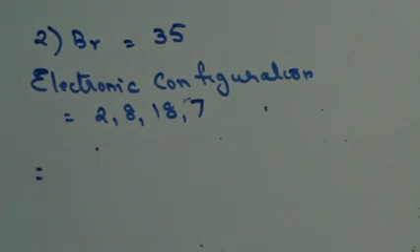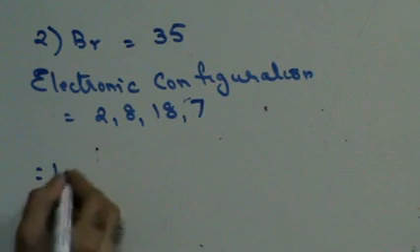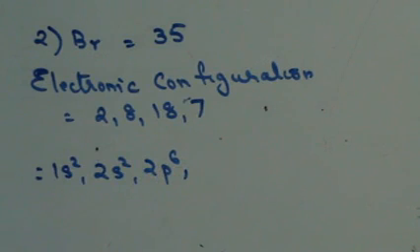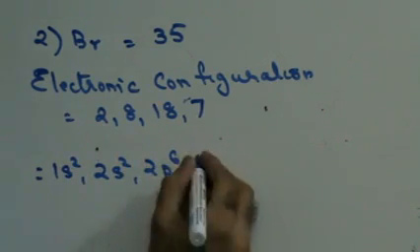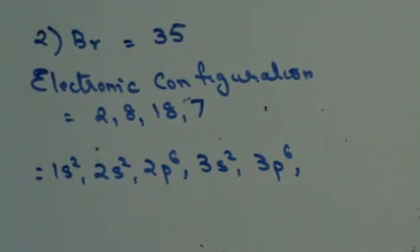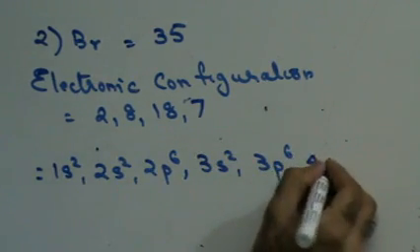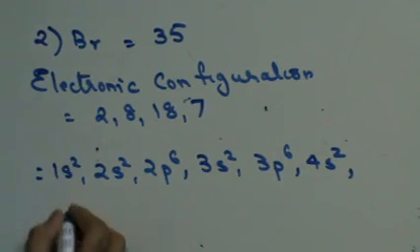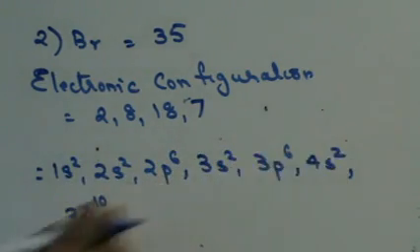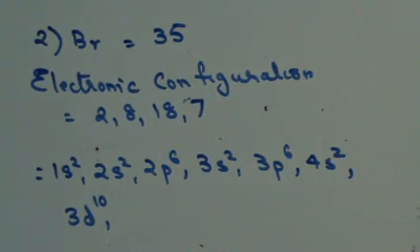Let's start. I'll do 1s2, 2s2, 2p6. First two orbits are very simple to fill. 3s2, 3p6 is also gone. Right? After 3p6, you have 4s2. Right? Then you have 3d10. So now how many electrons are gone? 2, 4, 6, 8, 10, 12, 18, 20, 30. I need another 5. After 3d, you have 4p5.